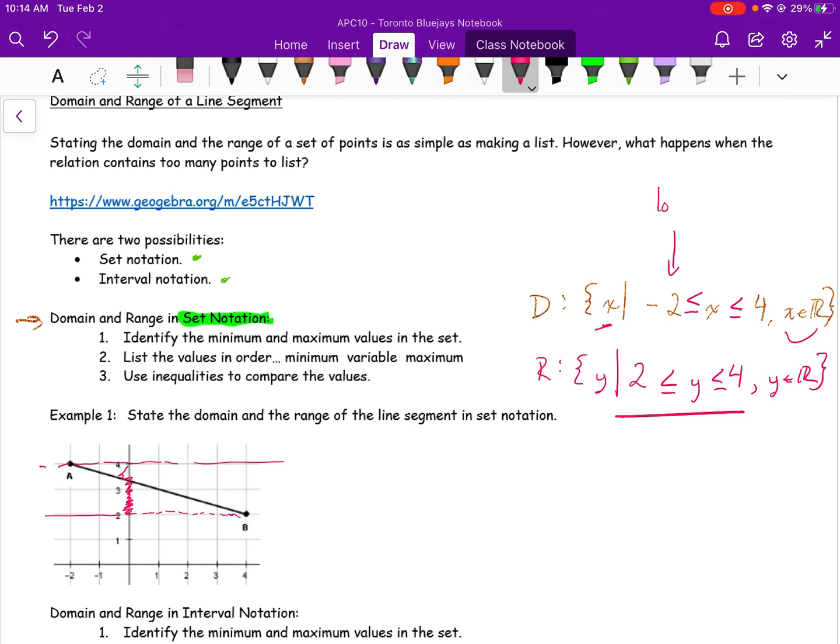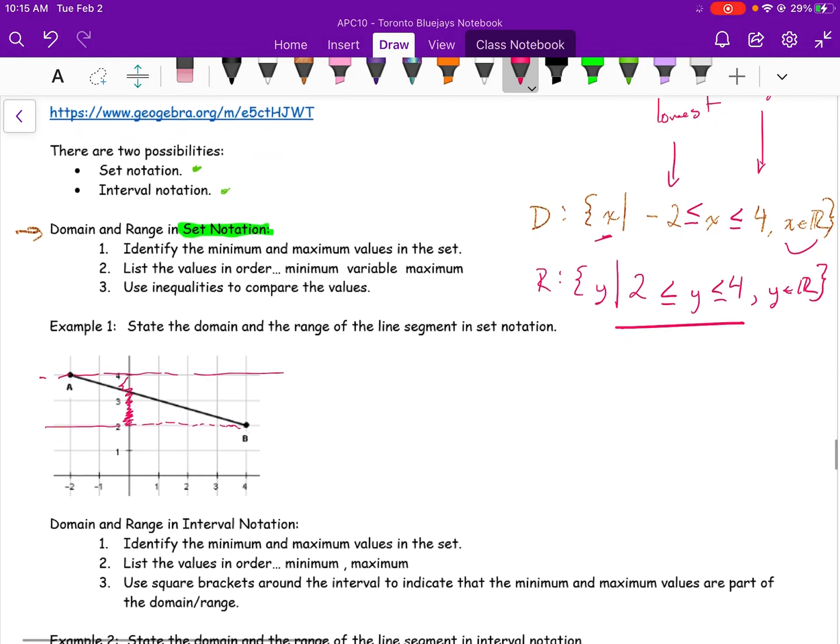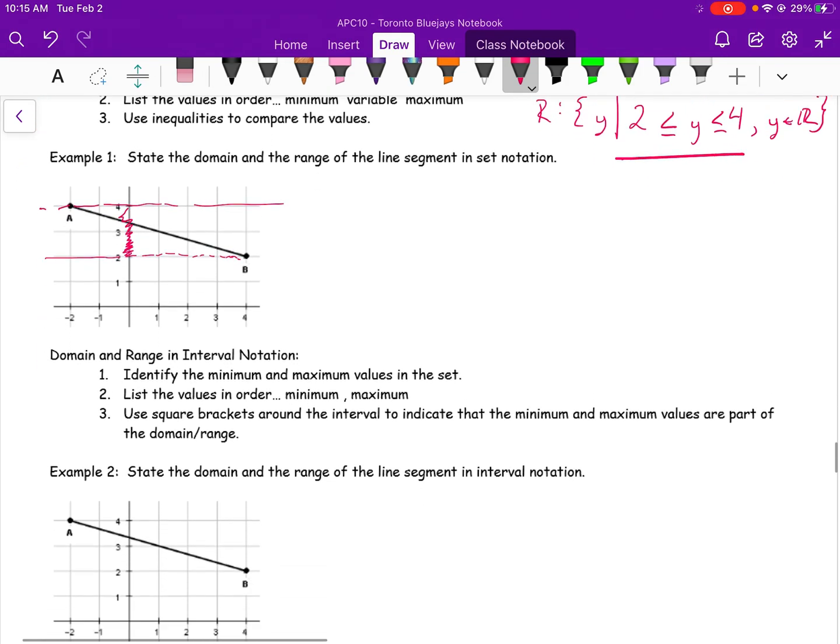So we have to indicate the lowest and the highest value. And right now you're probably looking at your screen and wondering why it's so formal. There are reasons why it's formal. If you want, I can give you an example in class.